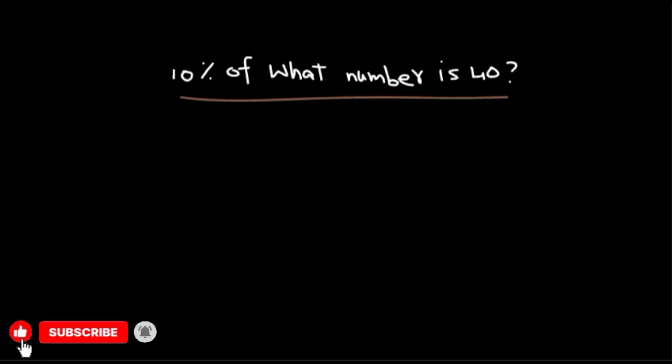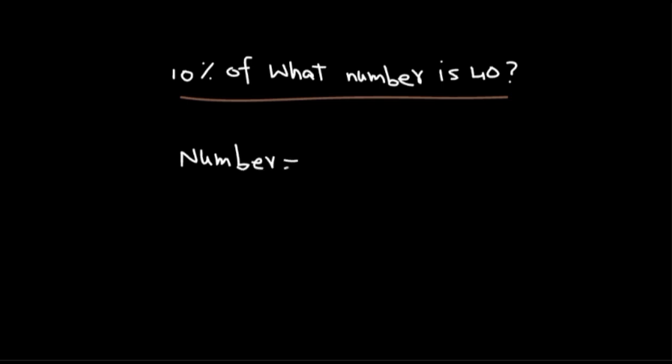Now we take another example. 10% of what number is 40. So for this, again, the given value is 40 multiplied by 100, divided by 10. That is percentage basically.